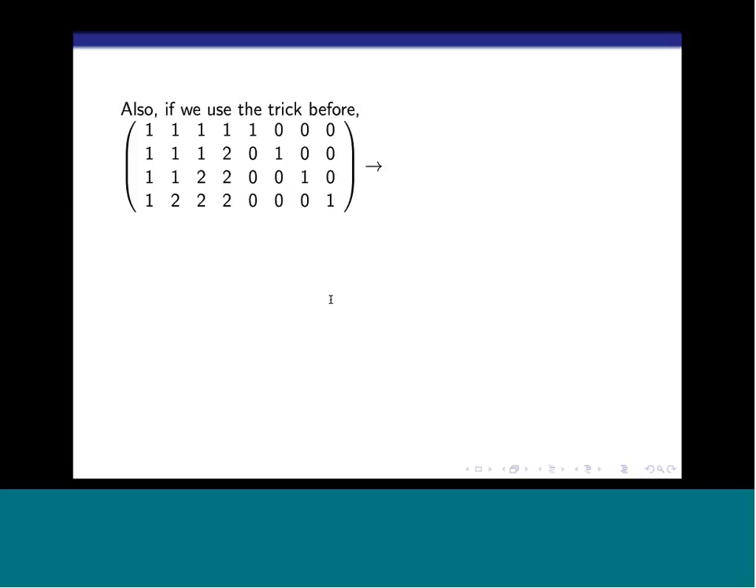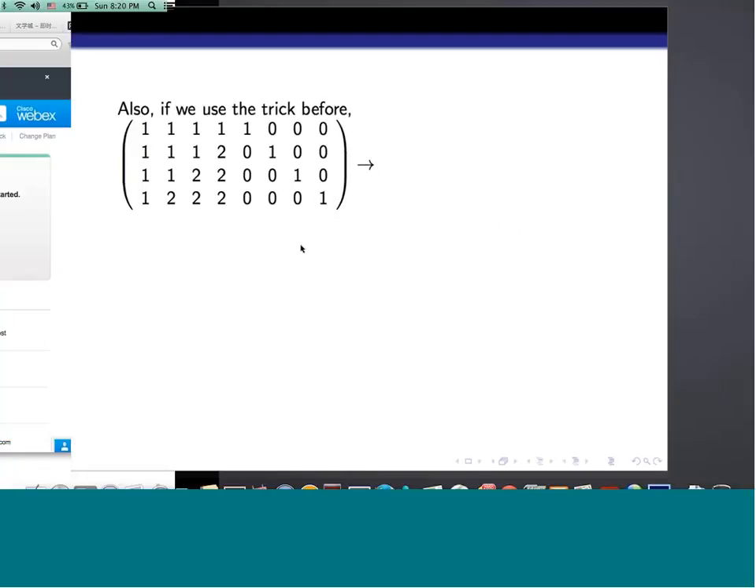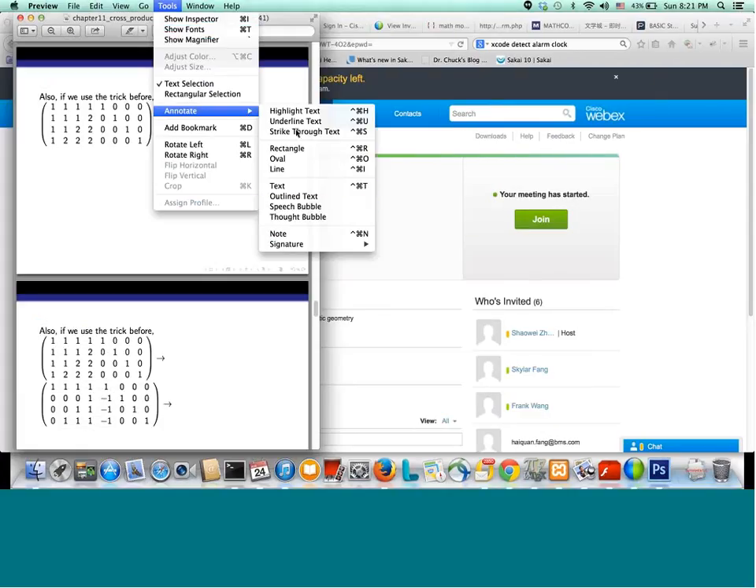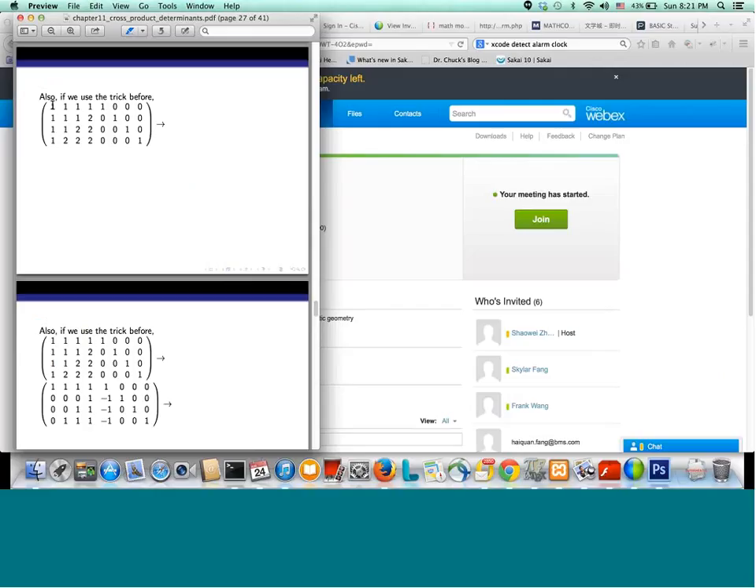Right. Also, using this trick before, we can calculate the inverse. Okay, be careful with this. So the first part is the original matrix. See here, the first part. This part is the original matrix. The second part, actually, I'm allowed to do in annotation. I never use it. Okay. Oh no. Not really work very well.